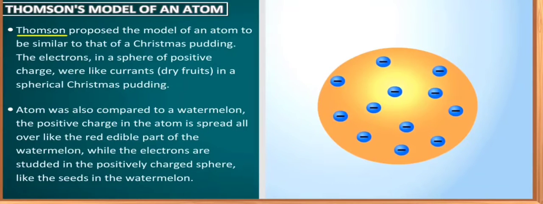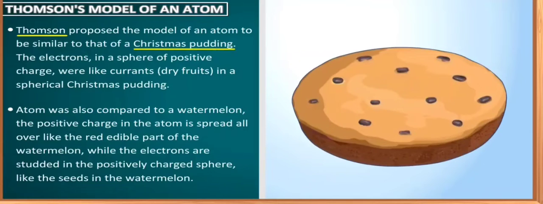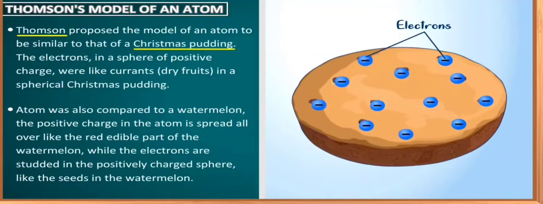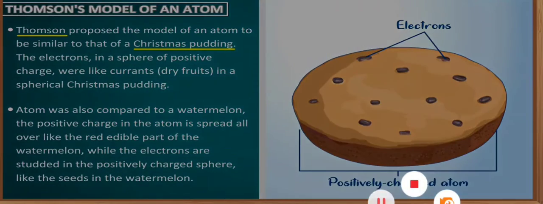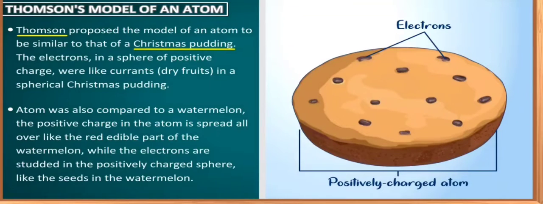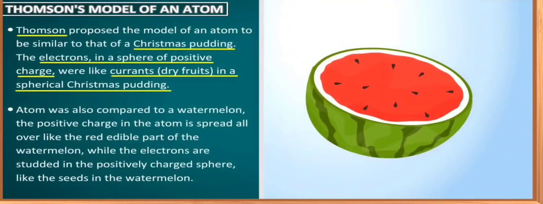Thomson compared the model of an atom to a Christmas pudding. He said that the currants or dry fruits in a Christmas pudding represent the electrons and the whole pudding represents the positively charged sphere. The electrons in a sphere of positive charge were like currants, dry fruits, in a spherical Christmas pudding.